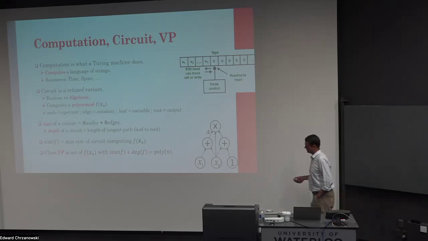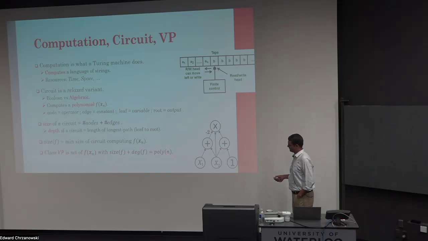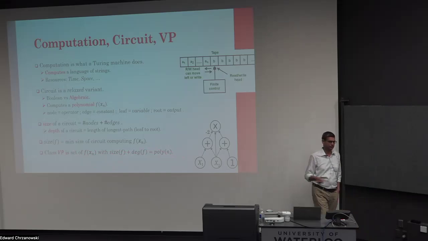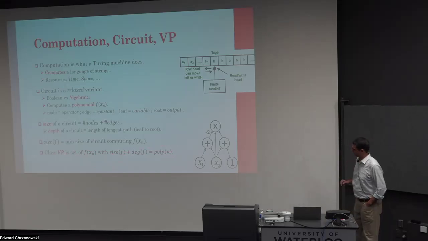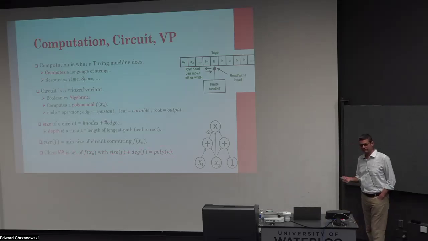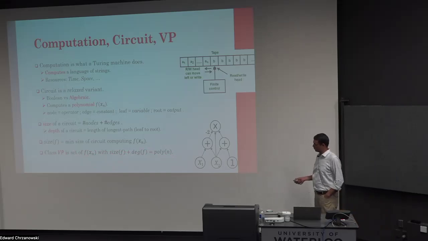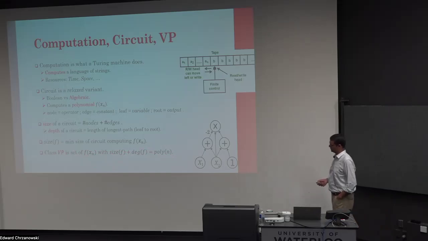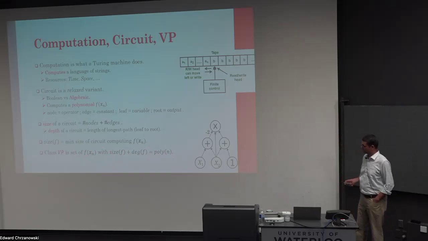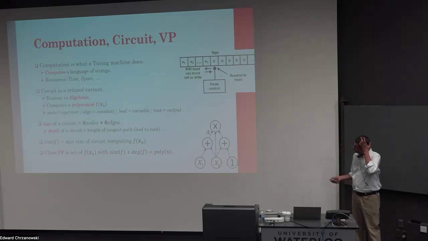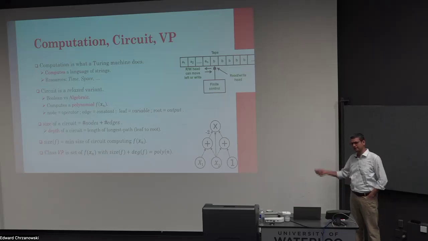Polynomial, so this acronym here just means n to the constant. Okay, so n to the 100, for example, is fine. But n to the log n is not fine, or 2 to the n is not fine. Okay, so we want both size and degree to be polynomial. Such a circuit should exist for your polynomial. So easy polynomials, practical polynomials are in VP, and what is outside is considered impractical.